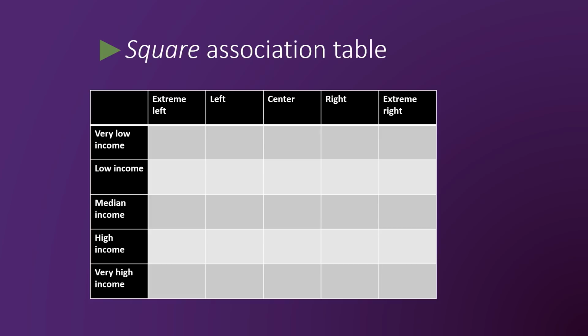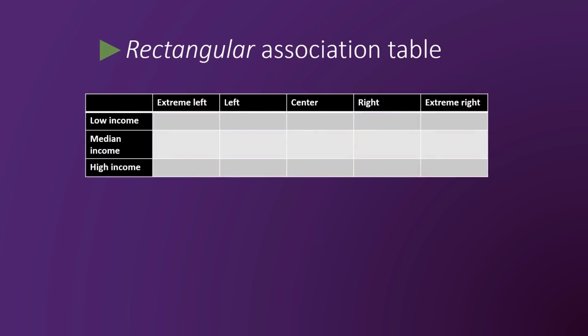So I promised you I would come back to the square and the rectangular association table. A square association table has as many categories on one variable as it has on the other. So in this case, we have extreme left to extreme right with 5 categories: extreme left, left, center, right, extreme right, that's 5. And on income, we have very low income, median income, high income, very high income, also 5. So it's a 5 by 5 that is symmetrical, therefore square. Here's a rectangular association table where it's not the same number of categories.